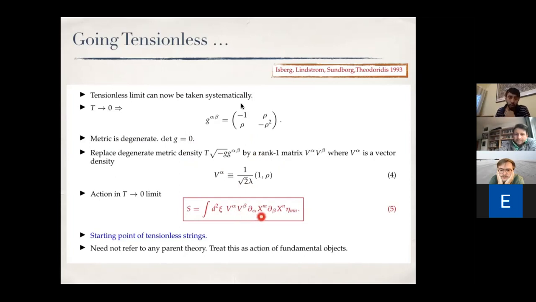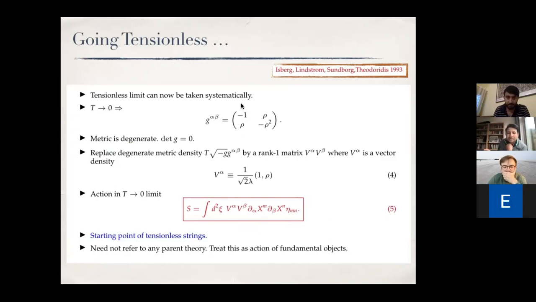So what we can do is we can start off with this action in red, the thing that I call equation 5, and we can treat this as a starting point for tensionless strings. This need not refer to, as I said, any parent theory. You can treat this as an action of fundamental objects. So when I say that I'm going to be deriving something fundamentally or intrinsically, I mean I will start off with this action and I'll do things from this action.